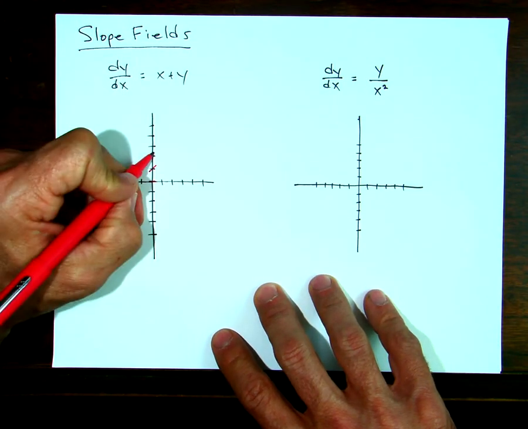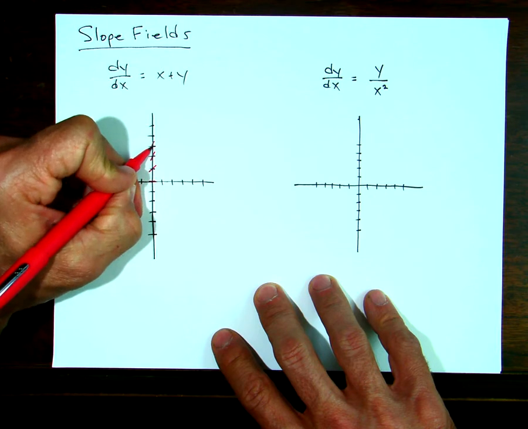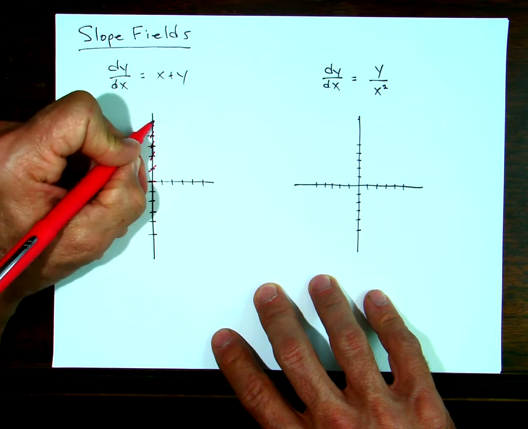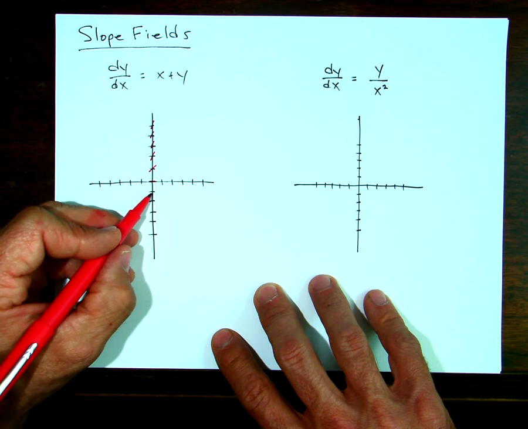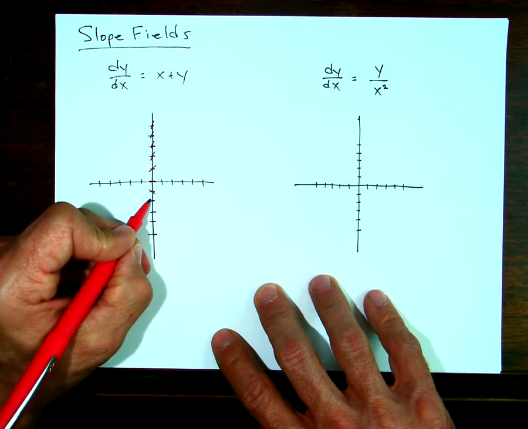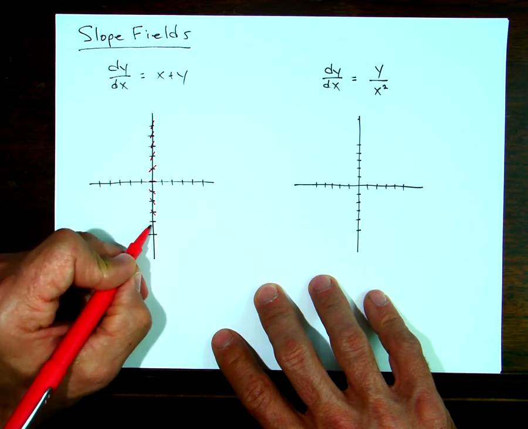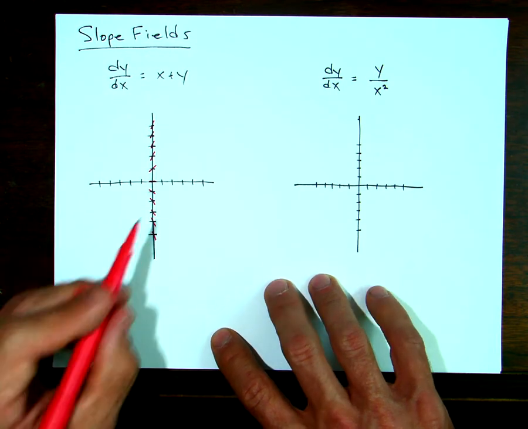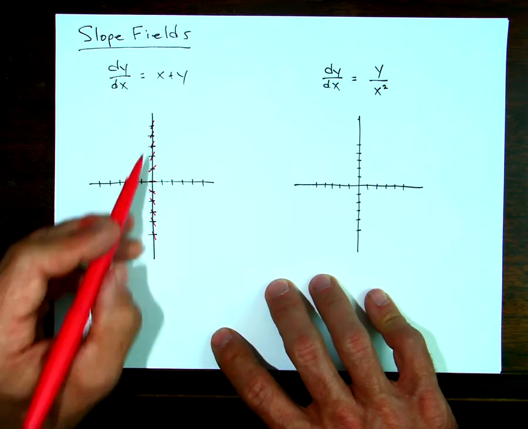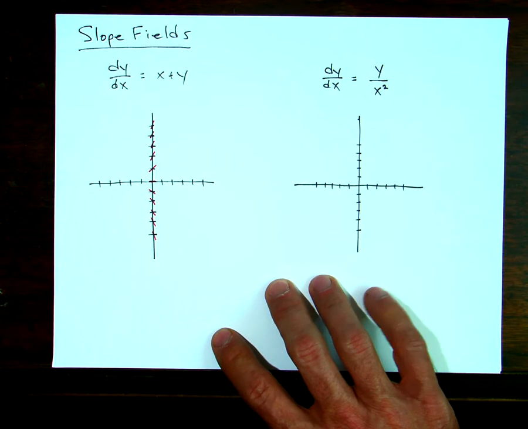So it gets a little bit steeper and steeper, and so on. Likewise, coming down here at 0, negative 1, the slope is negative 1, then negative 2, negative 3, negative 4, negative 5. So let's just continue in that way, and we'll try to at least generate this much of a slope field.